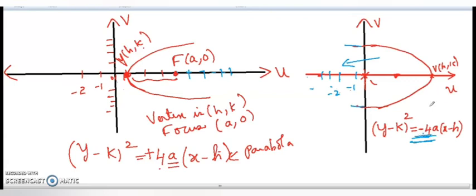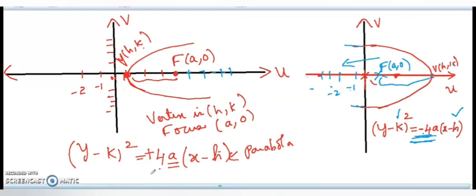Then the vertex is, you can take the term together with x, that is h, and the term together with y, that is k, h comma k. And from this vertex, at a distance a, lies the focus. So the focus is the point a comma 0, which is at a distance a from the vertex.